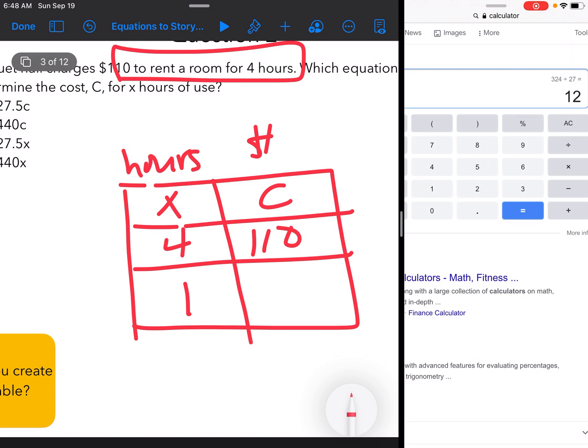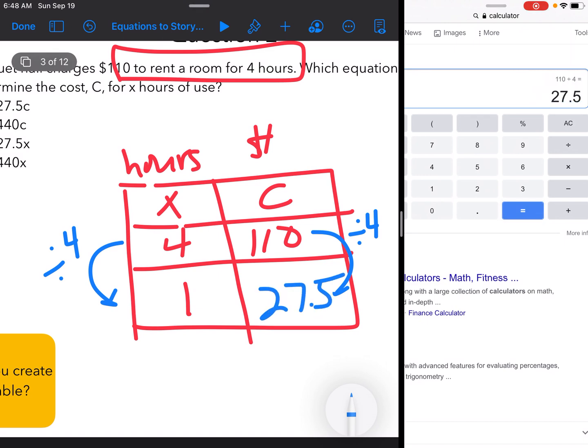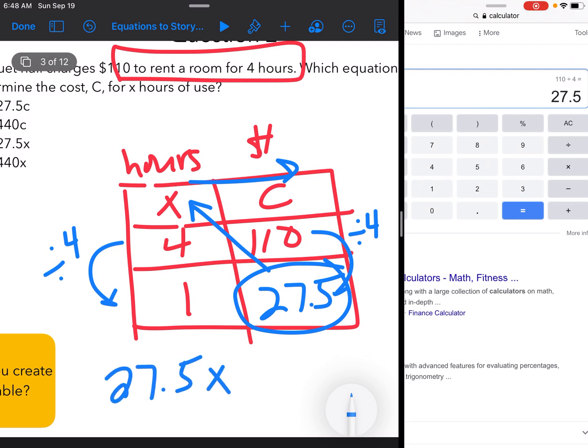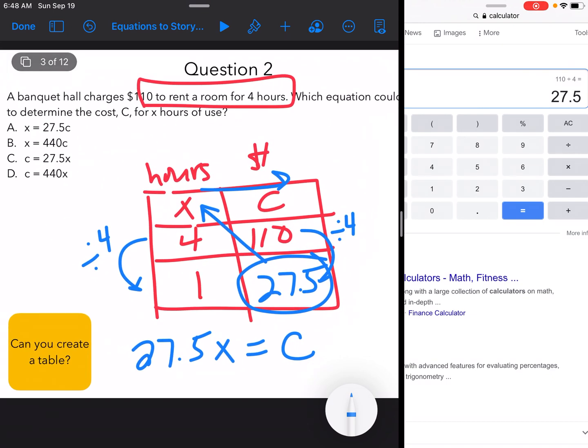If this doesn't get me the equation I want, I can always move the 1 to the other column. So I can divide by 4, divide by 4. So I'm doing 110 divided by 4, and I get 27.5. So I know that 27.5 times the X column is going to give me the answer in the Y column. So 27.5X equals C. So my answer should have been C.